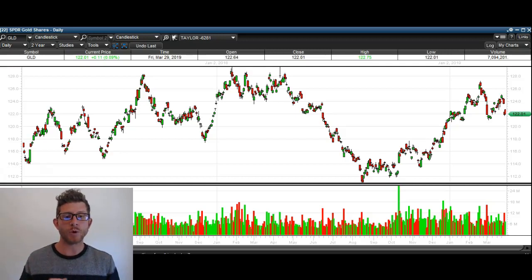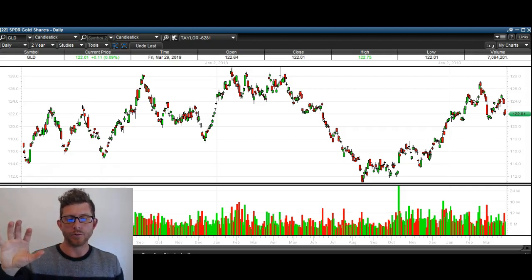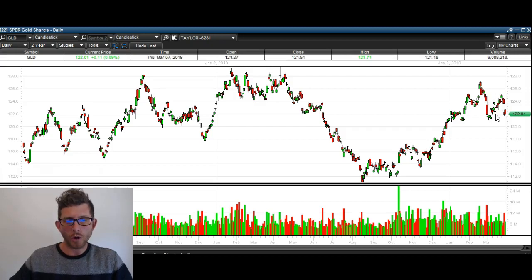This is Taylor, and we're going to take a look at the gold chart here. I'm going to go over some longer term levels, and then I'm going to boil it down to the more recent action to give you guys some specific trade ideas. First and foremost, what I want to cover is that we saw a big retracement from these highs lower.